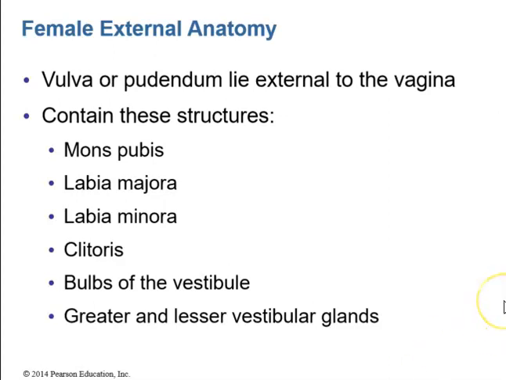So just like the male reproductive system, we will start with the female external anatomy. So external female anatomy includes the vulva or pudendum. The vulva or pudendum lies external to the vagina and contains these structures. So it includes the mons pubis, which is that fatty pad anterior to the pubic symphysis, the labia majora, the labia minora, the clitoris, the bulbs of the vestibule, as well as the greater and lesser vestibular glands.